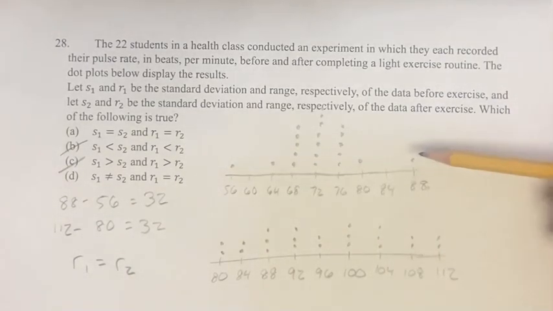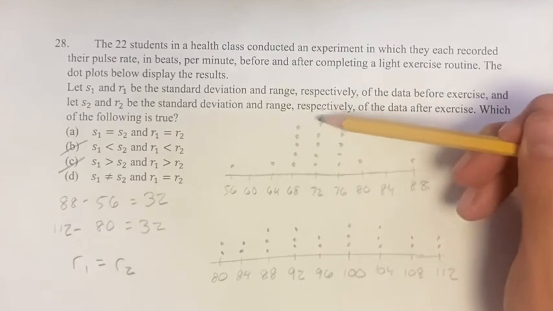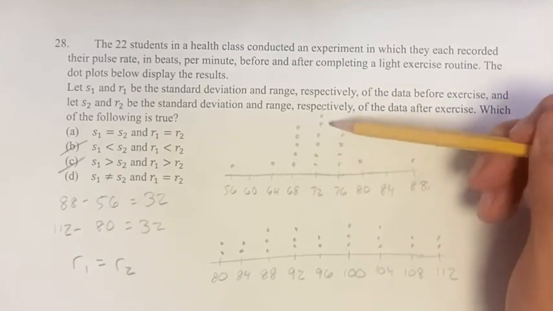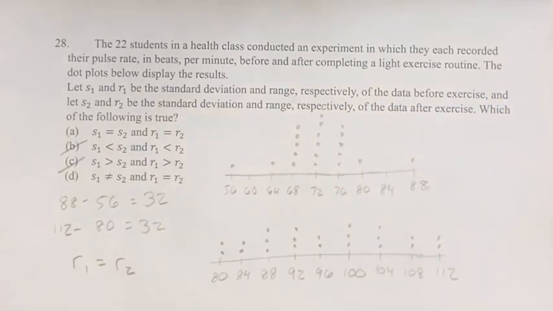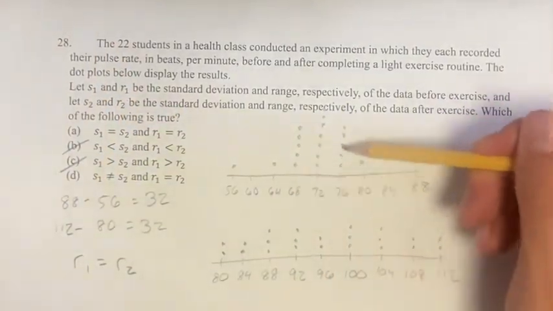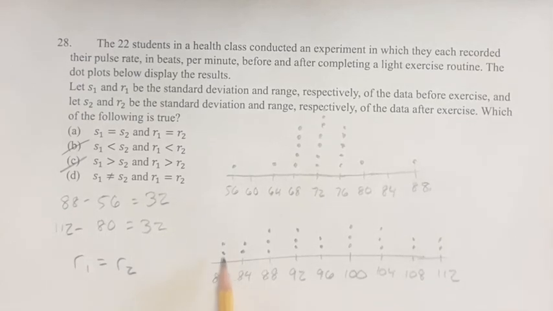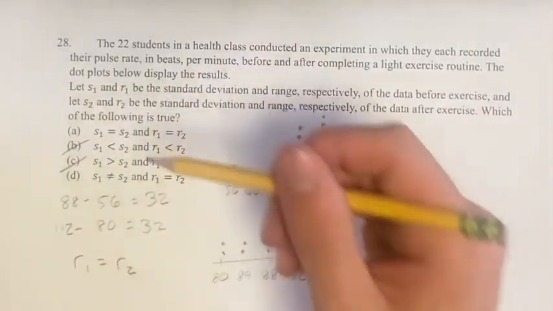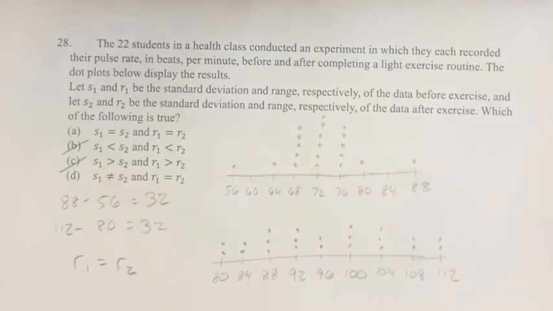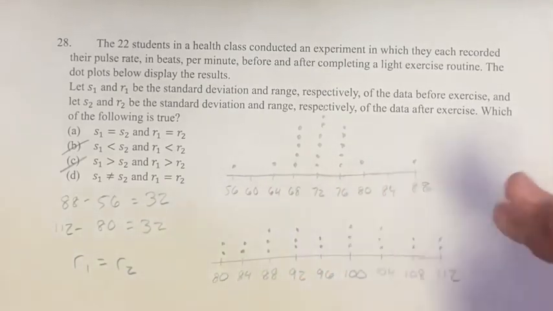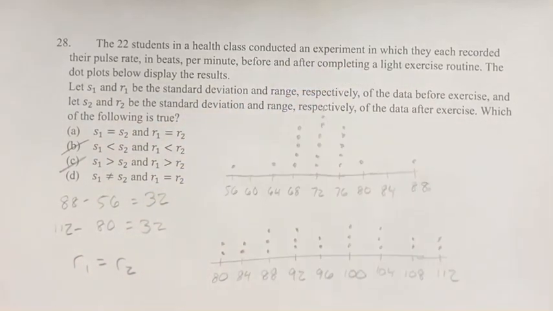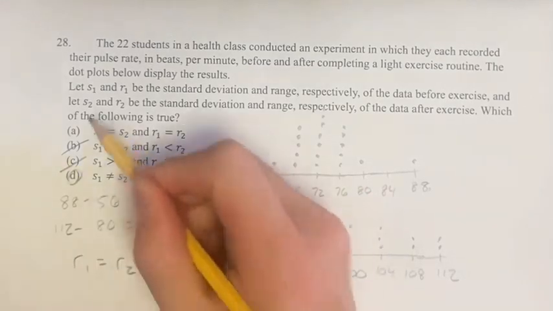For the before exercise, all the points are very tightly bunched in here. We have 1, 2, 3, 4 students out of 22 that aren't in these middle three values. Versus here, it's very spread out. These are not the same standard deviations. We would say that the standard deviation S2 is larger than S1, but we don't even have to know that. All we have to know is, are they equal or not? Well, we're saying they're not equal, therefore D is our answer and A is not.